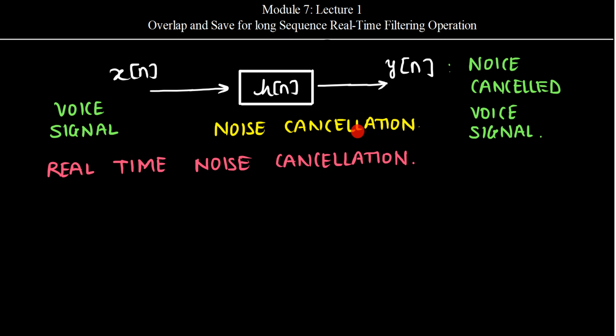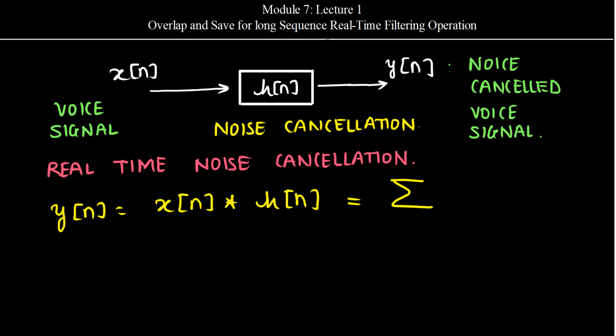We know that this noise cancellation can be achieved by using some kind of high pass filter, and therefore we know that this filtering operation can be represented by the convolution operation, and therefore this y of n can be written as x of n convolved with the impulse response, that is h of n, which can be written as summation k running from minus infinity to infinity x of k h of n minus k. So this is the convolution operation that we use in order to obtain the filtered output.